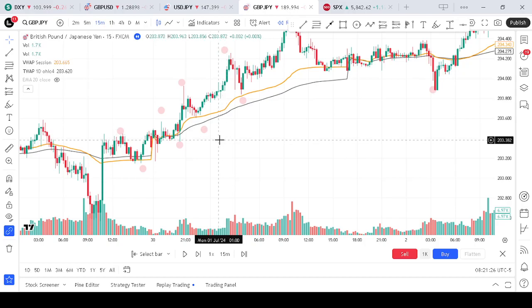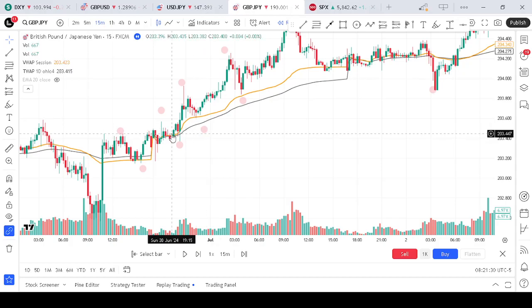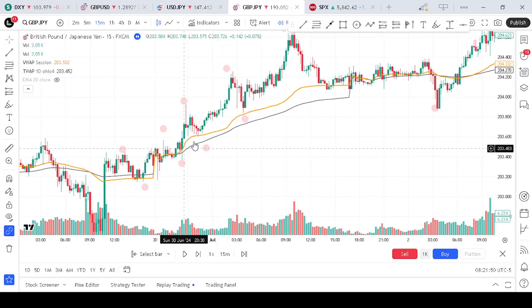We have to wait for the price indicator to align. We have to look for price to approach or cross both the VWAP and the TWAP line. As you can see in this area, price crossed the VWAP and the TWAP line. This alignment suggests a bullish momentum.